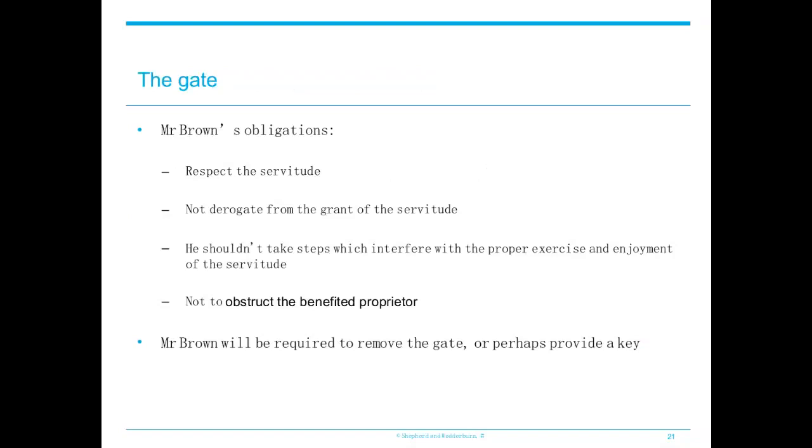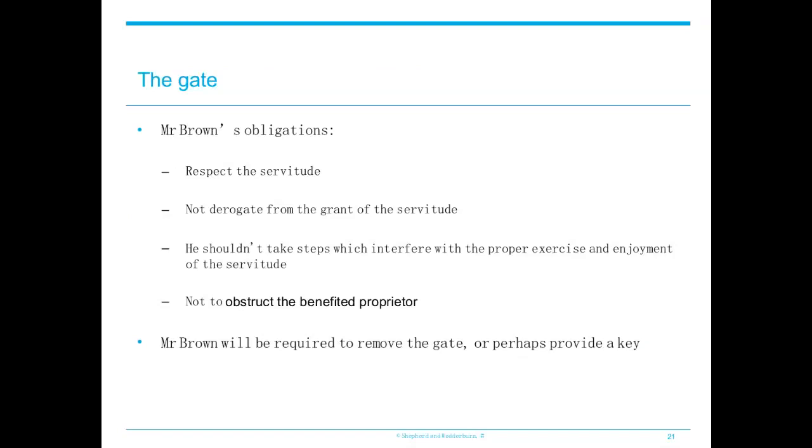He shouldn't derogate from the grant of the servitude, and he shouldn't take steps which interfere with the proper exercise and enjoyment of the servitude. Mr. Brown will therefore be required to remove the gate, or at the very least provide a key, as the gate is an obstruction which is preventing the Smiths from taking access.